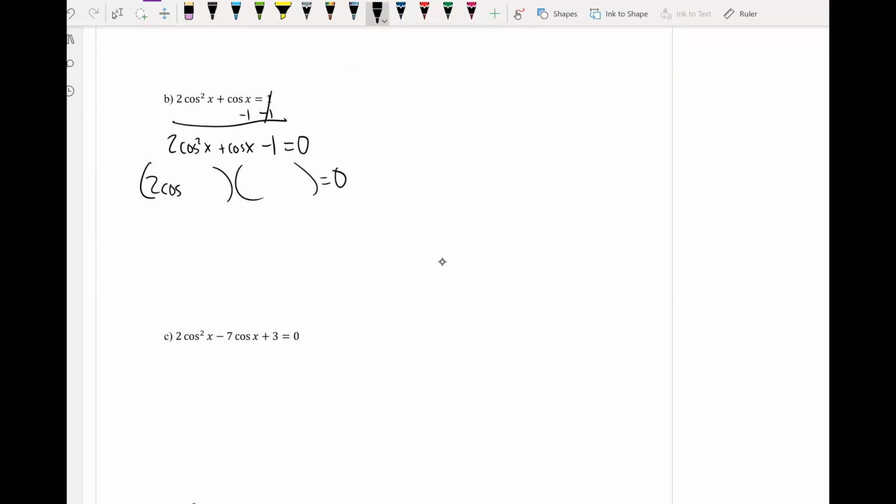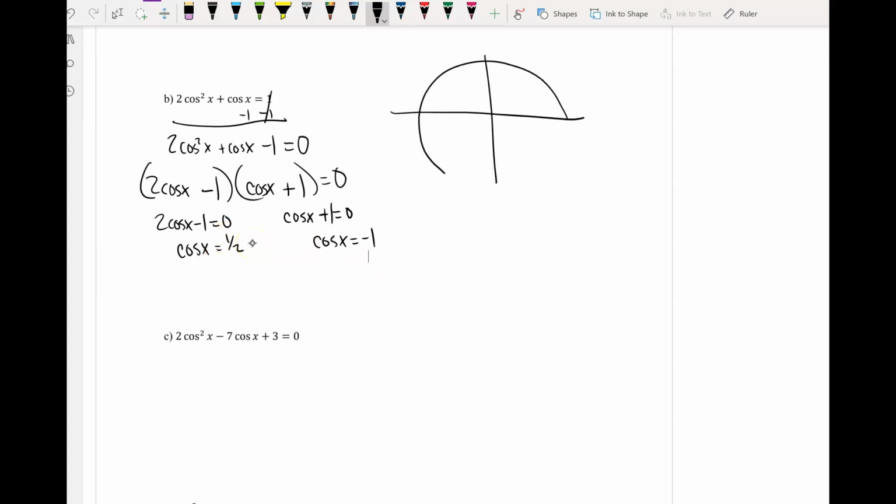So this should be 2 cosine of x, and this should be cosine of x. It seems that both of these should be 1. And because the middle term is positive, this should be a positive and this should be a negative. So you get 2 cosine of x minus 1 equals 0, and cosine of x plus 1 equals 0. Here you get cosine of x equals 1/2, and cosine of x equals negative 1. So we have to look at where exactly the cosine is 1/2 and where the cosine is equal to negative 1.